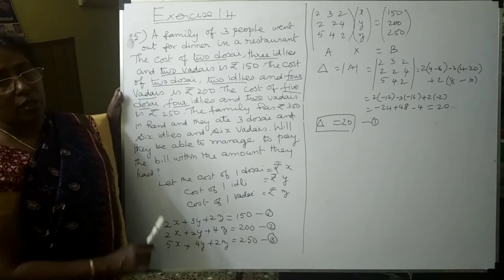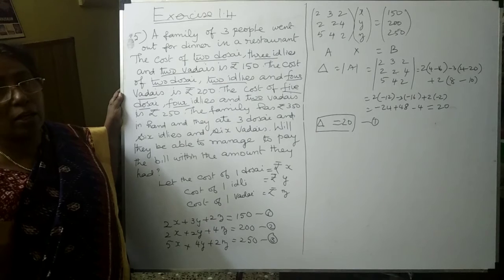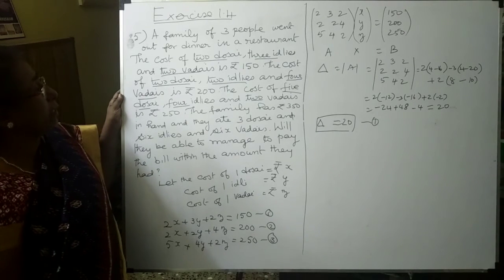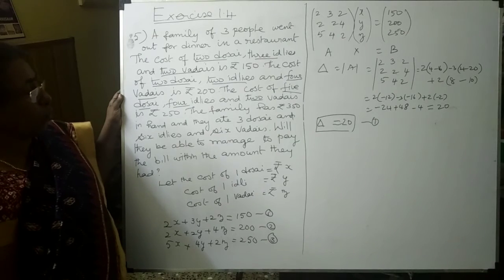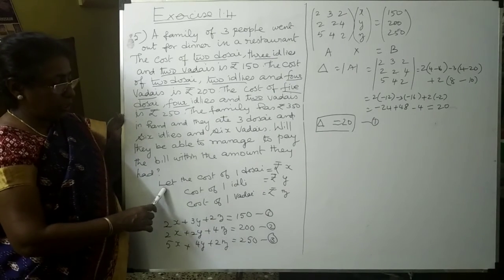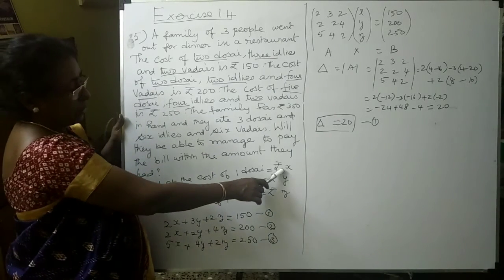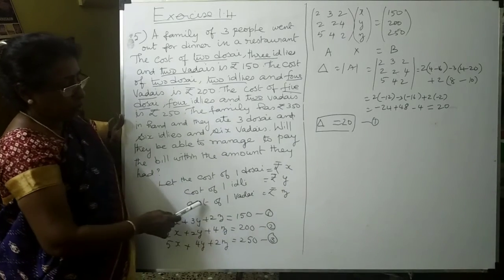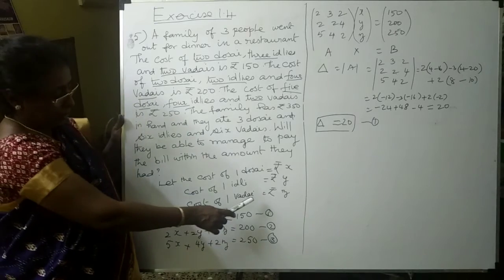That is the question. Now we are supposed to find out the value of the amount spent for the value of 1 idli, 1 dosa and 1 vadai. So let us assume, let the cost of 1 dosa be rupees X, cost of 1 idli be rupees Y, and cost of 1 vadai be rupees Z.